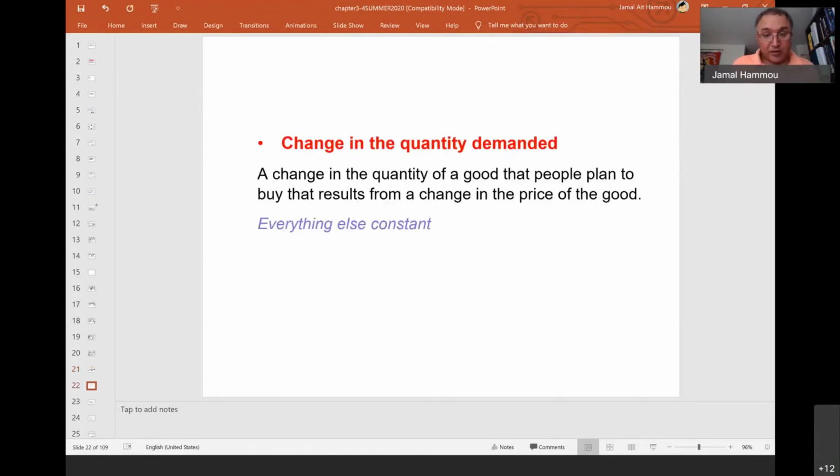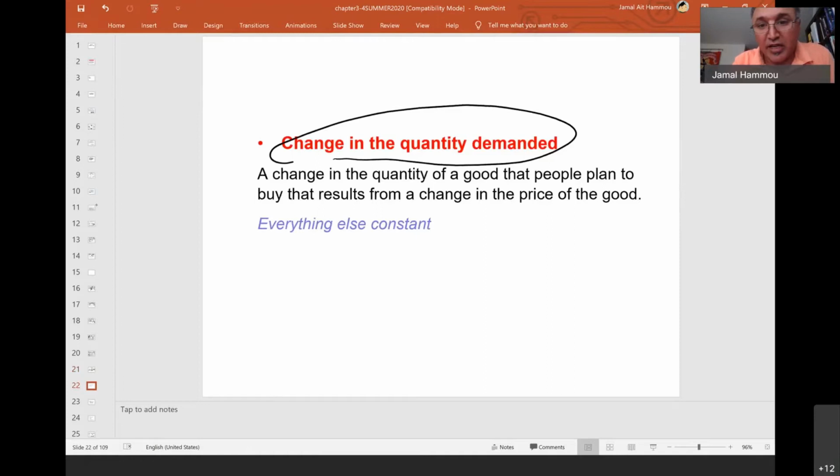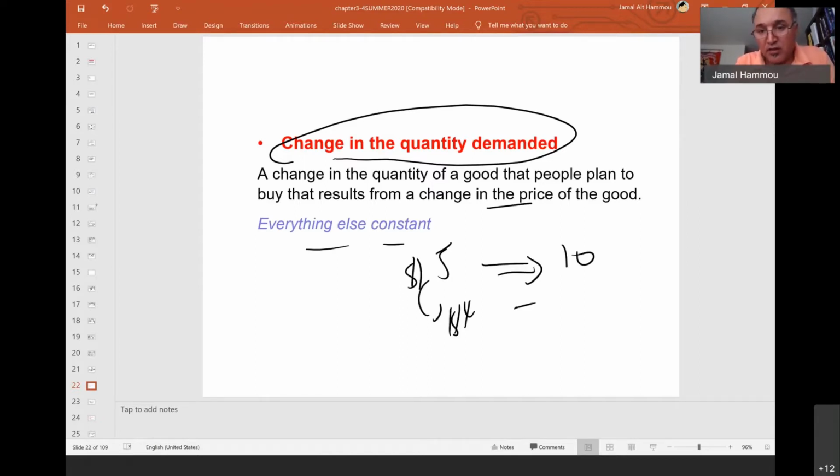So now, remember, what is changing? This is where you will see a huge difference. A change in quantity demanded is caused by a change in the price, everything else equal. So when the price was $5, people were buying 10. When the price is 4, it's 20. The reason how much people are buying increased from 10 to 20 is because the price went down from 5 to 4.